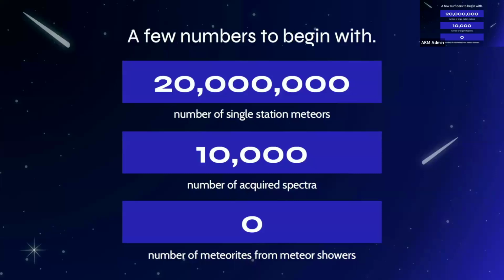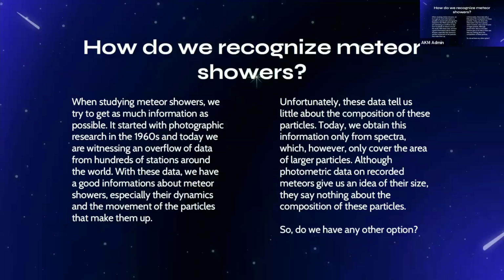So we start with a few numbers. We have around 20 million single station meteors, around 10,000 acquired spectra, but 0 meteorites from meteor showers. So how do we recognize the meteor showers?